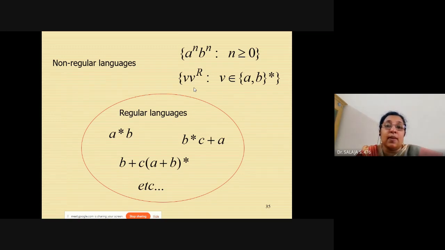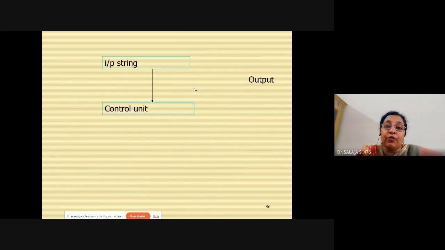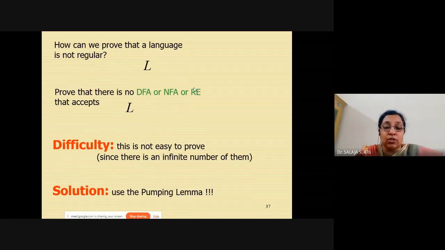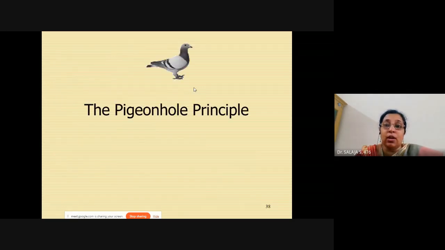Now the question is, how do I identify it? And how do I prove that a language is not regular? Or the other way around, how do I prove that I cannot draw a finite automata, be it deterministic or non-deterministic? Or I should prove that I cannot write a regular expression, or that I cannot write it in terms of a regular grammar. So how can I prove that a language is not regular? The only option is something called the pumping lemma.